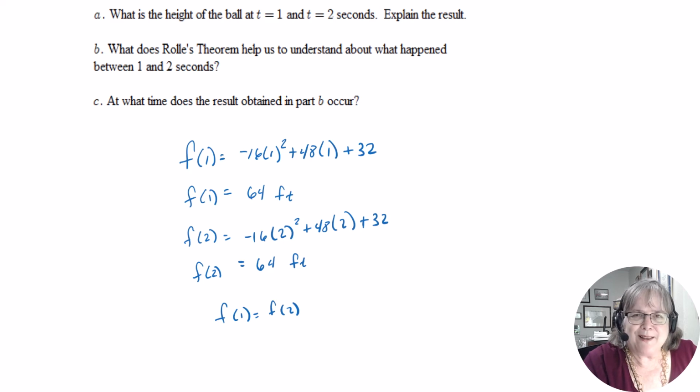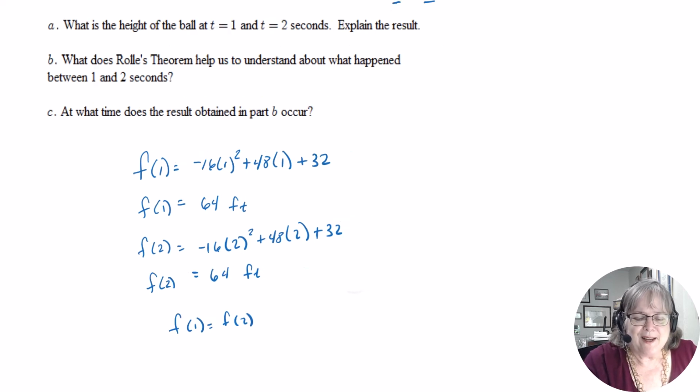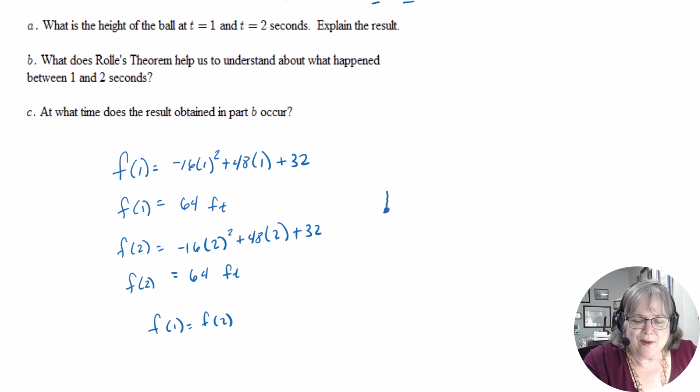Now, why are they the same at 1 second and 2 seconds? What it is, you had a ball. You threw it up, right? Here's ground level, so this is 32 feet from here to here. You threw it up, and it came back down. At some point it would hit the ground, unless you caught it. And a second after you threw it, it's up here at 64 feet. Then it comes up to some height, and then it comes down past 64 feet on the way by.